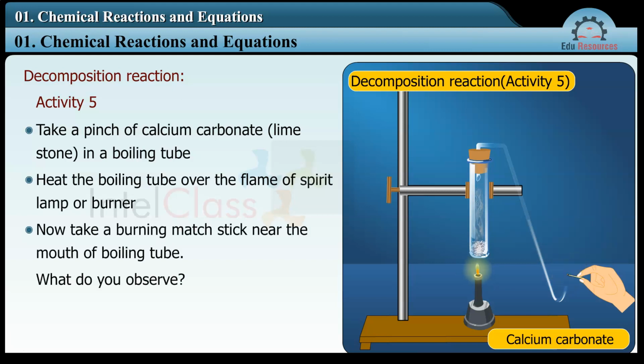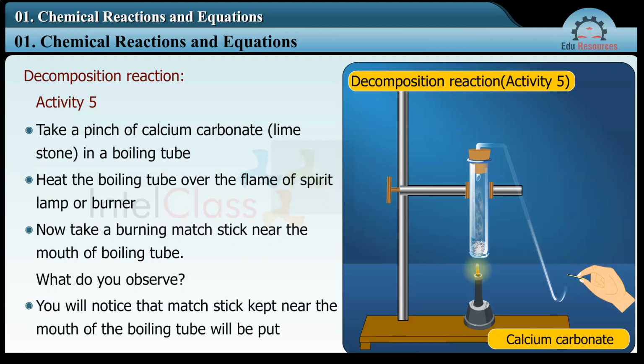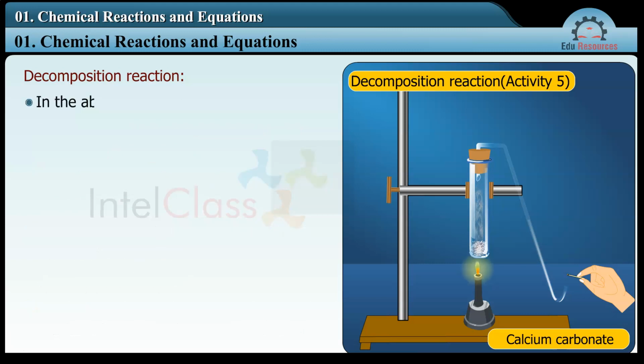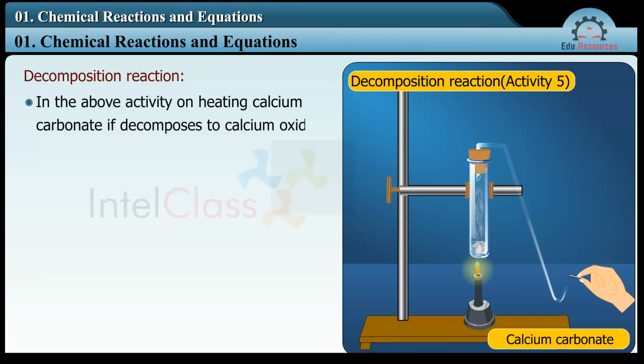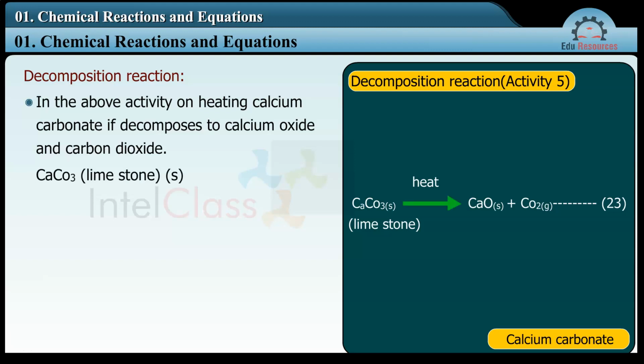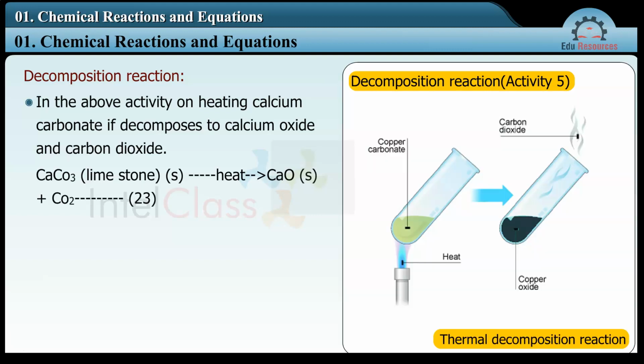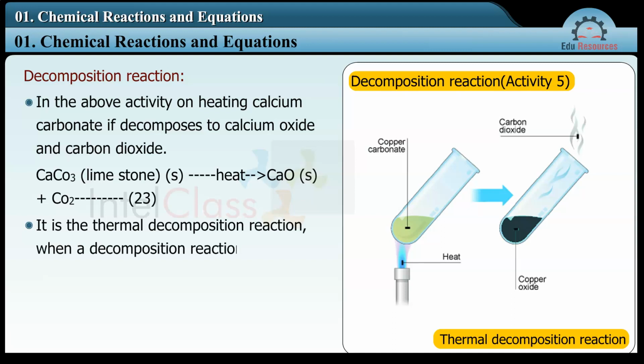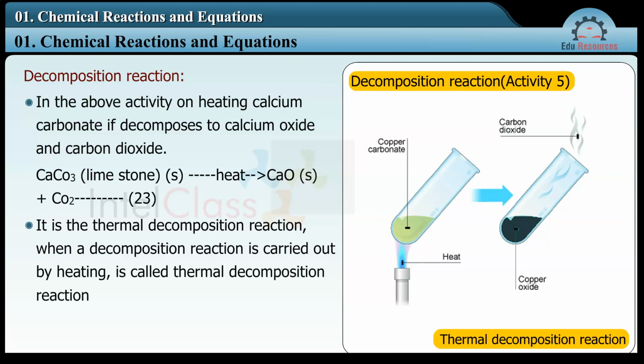What do you observe? You will notice that the matchstick kept near the mouth of the boiling tube will be put off. In the above activity, on heating, calcium carbonate decomposes to calcium oxide and carbon dioxide. CaCO3 (limestone), in the presence of heat, gives rise to CaO (quicklime) + CO2. It is a thermal decomposition reaction. When a decomposition reaction is carried out by heating, it is called a thermal decomposition reaction.